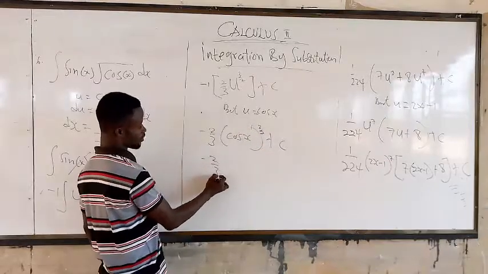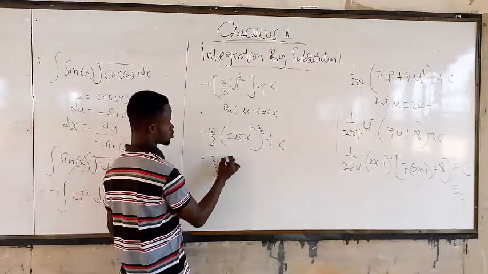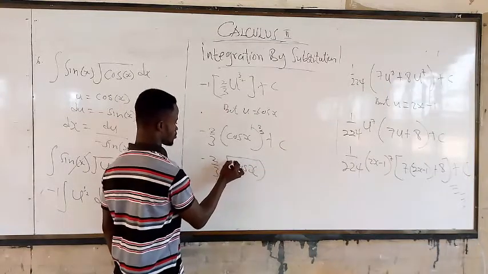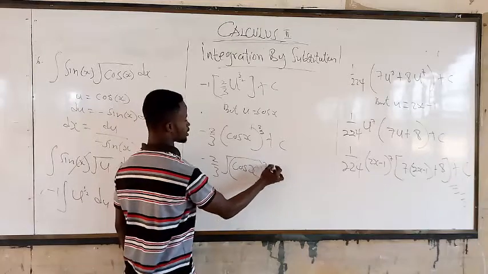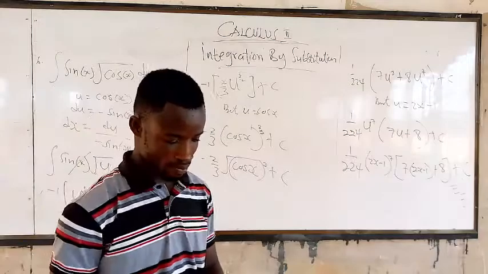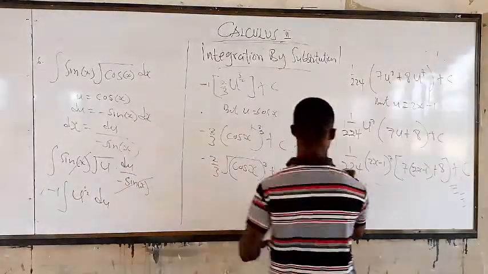And we can leave our answer as square root of cos s to the power 3 plus c. That becomes the final answer. Next.